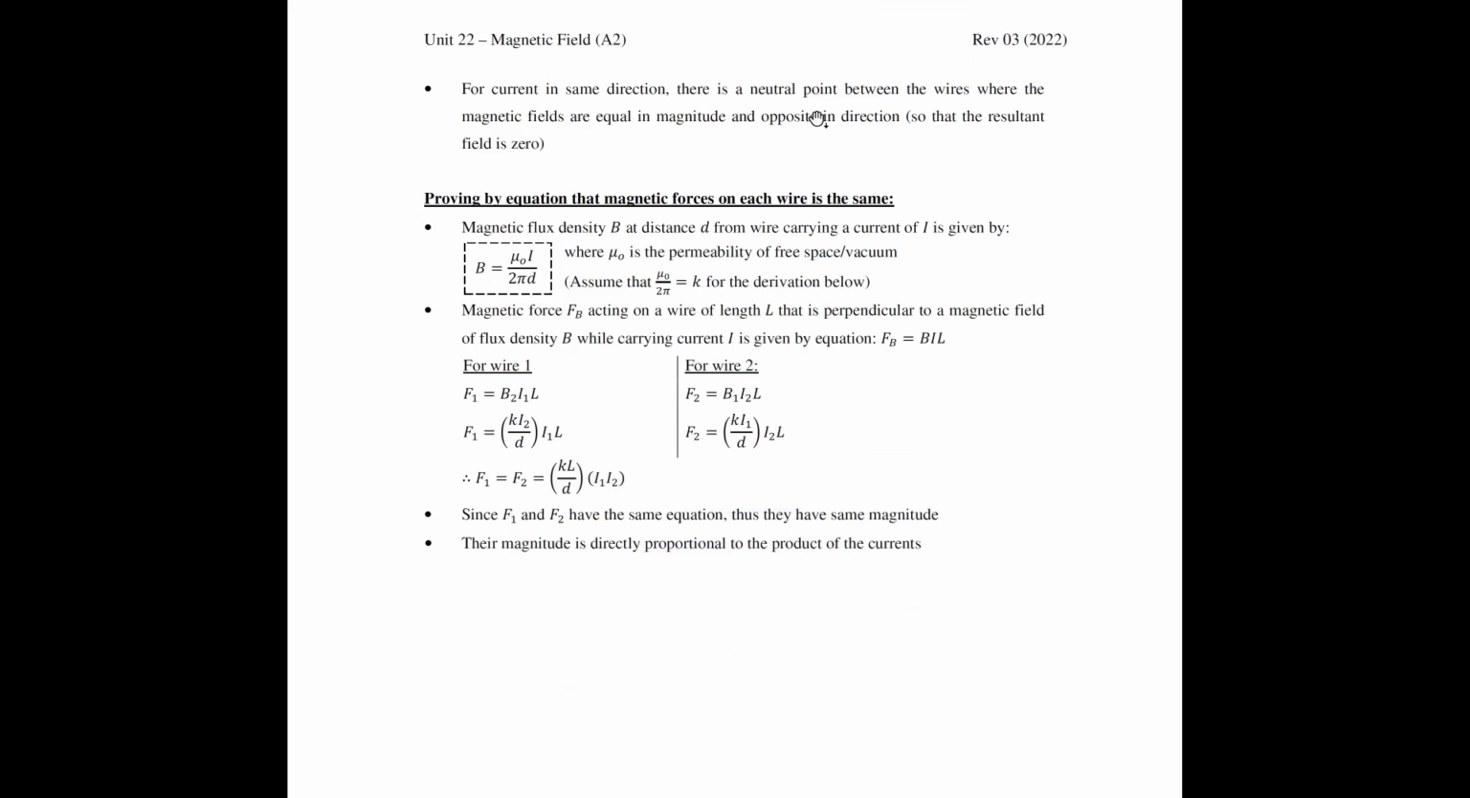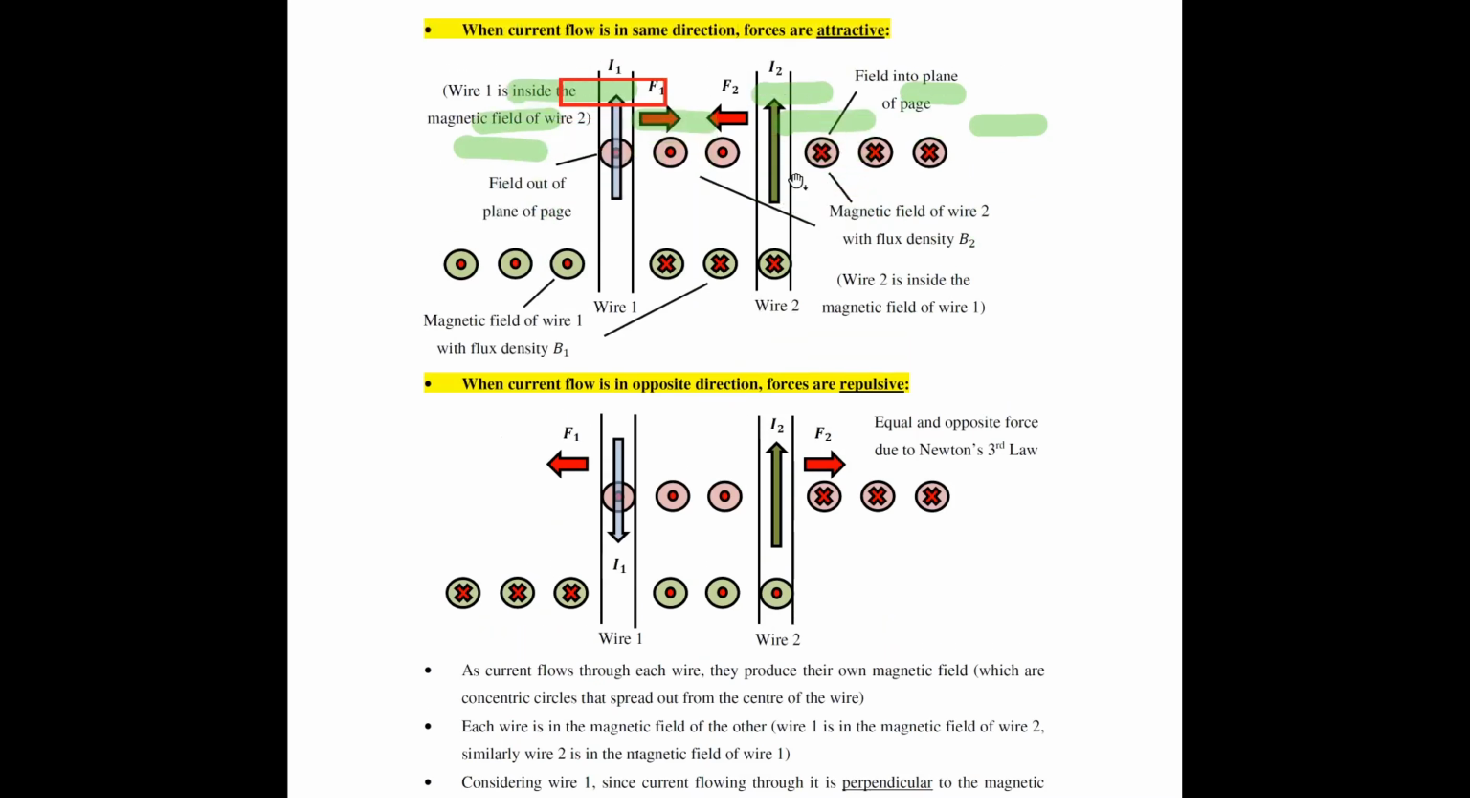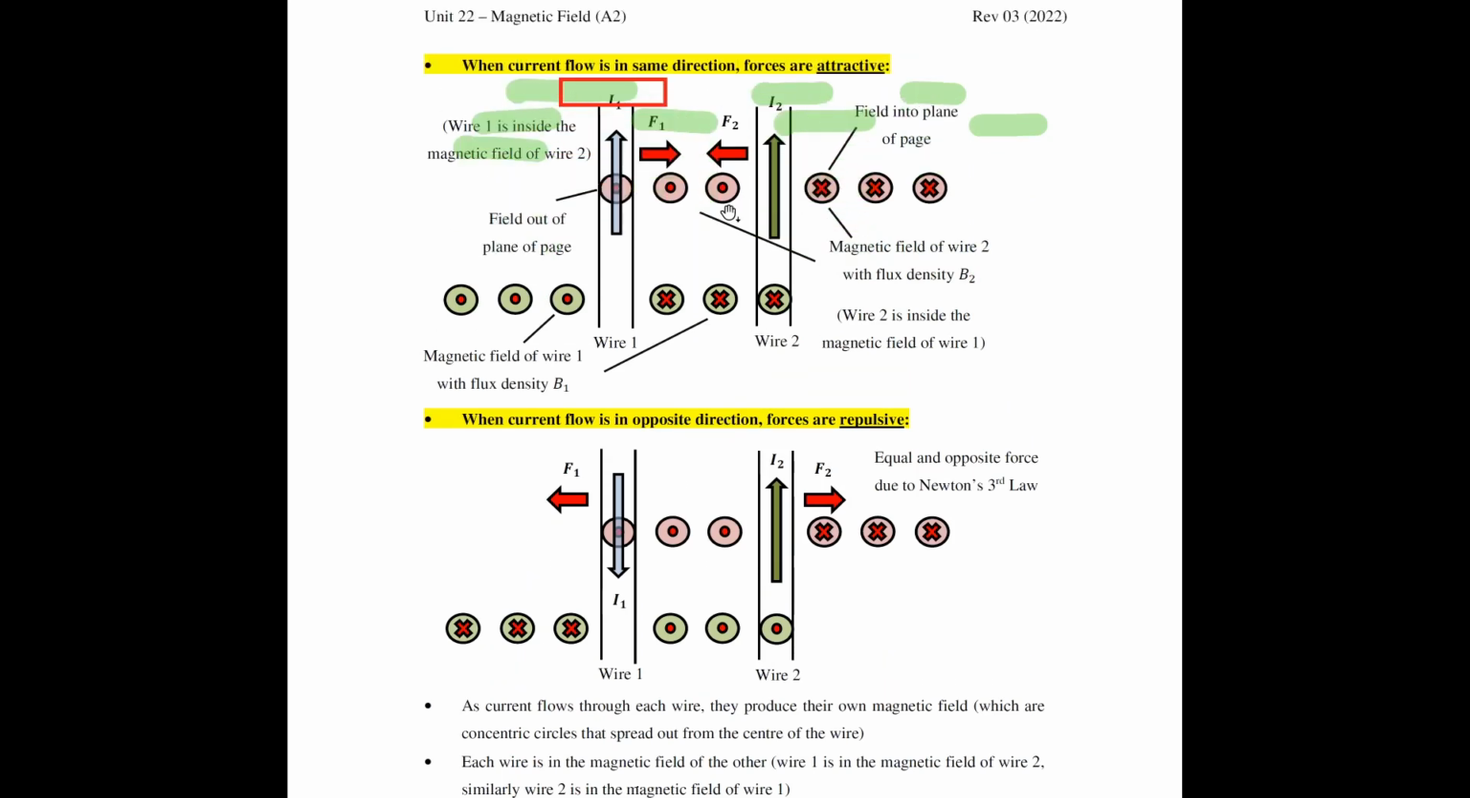Then after that, if you move on to the next page, there's this point here where we mentioned that for current that is in the same direction, there is a neutral point between the wires where the magnetic fields are going to be equal in magnitude and opposite in direction, so that the resultant field is 0. Okay, so what do we mean by that? This one you have to look at for the case where current is in the same direction.